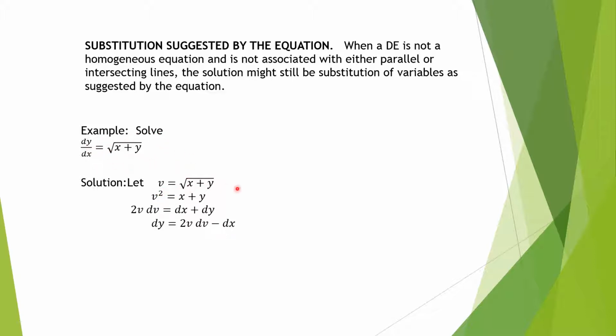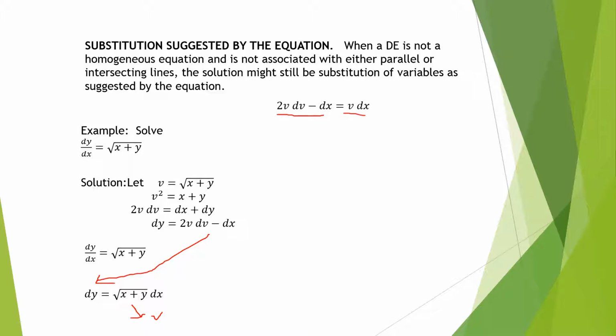Let v be the square root of x plus y, then v squared is x plus y. Take the derivative, 2v dv is dx plus dy, and solve for dy. dy is 2v dv minus dx. And then simplify this, dy is the square root of x plus y dx. Plug dy there. And of course this is v. So what happens is you have 2v dv minus dx equals v dx. And then combine: 2v dv minus dx minus v dx is 0.